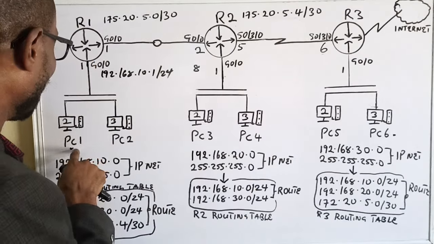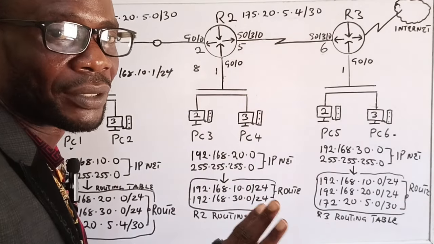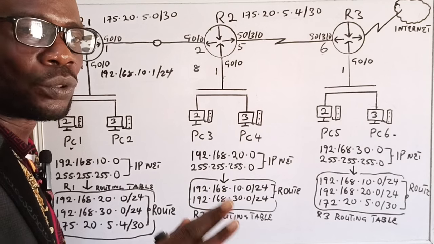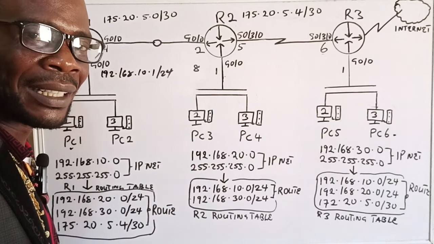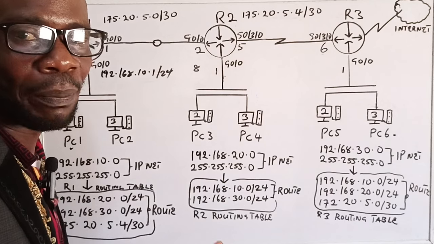Do you know why? Next time they want to talk, the IP address will be useless. They won't use IP addresses, they use MAC addresses to communicate. PCs in a LAN use their MAC addresses to send and receive files, data, or packets.